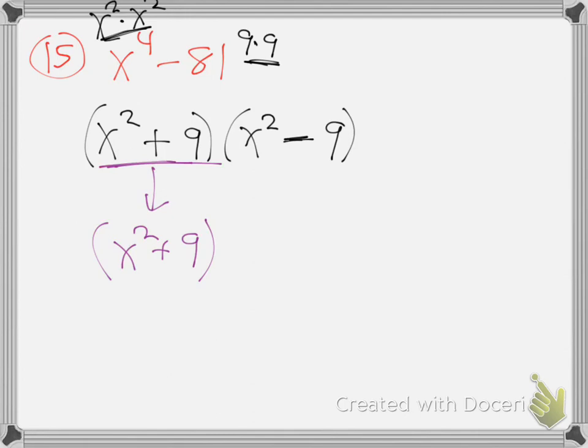Because he's a plus. That makes all the difference in the world. Whereas this one says, oh, I'll break down. I'm an x squared minus 9. He's a double-double. This is just the beginning.